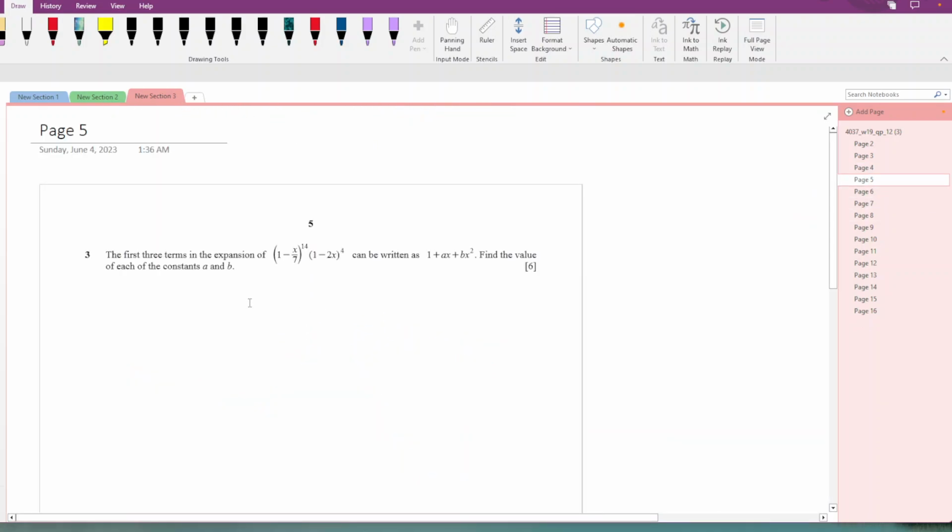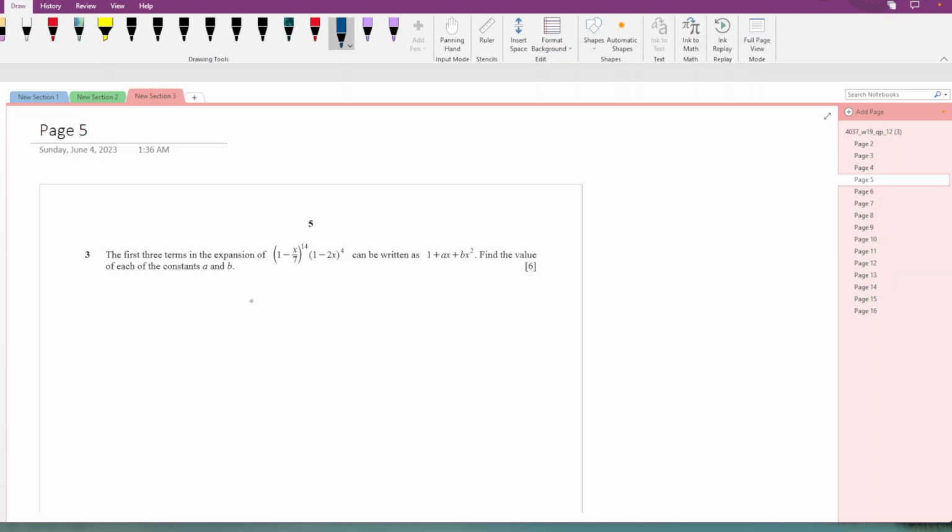Now question 3. The first three terms in the expansion of (1 minus x/7) to the power 14 multiplied by (1 minus 2x) to the power 4 can be written as 1 plus ax plus bx squared. Find the value of each of the constants a and b.